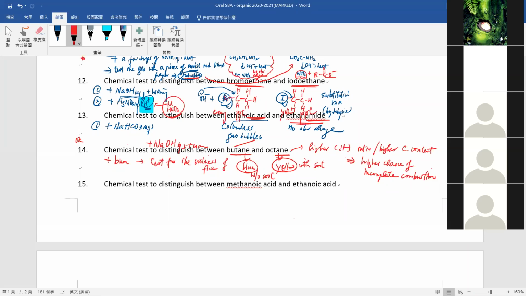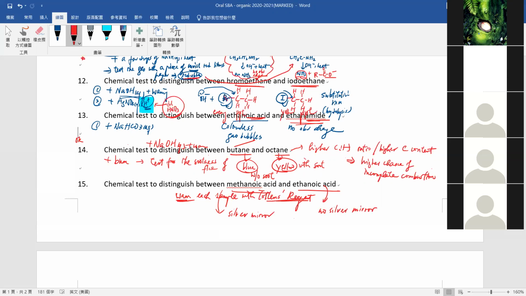Yep, warm the sample. It's not a solution, because it is a pure substance. So you are going to warm each of the samples with Tollens' reagent. For methanoic acid, we get the silver mirror, while for ethanoic acid, no silver mirror.